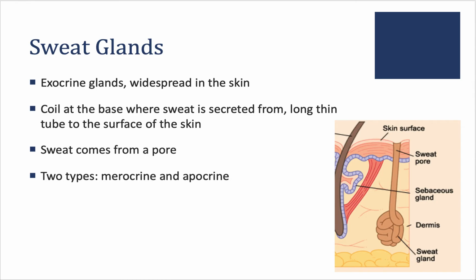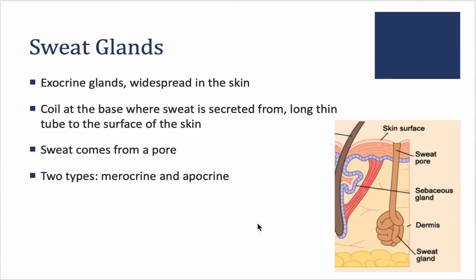Next, we have sweat glands. Sweat glands are exocrine glands, meaning that they excrete their substance out of the body. They are widespread throughout the skin. You'll see here the structure of a sweat gland is that it's coiled at the base. Sweat is produced here, then it comes up the long, thin tube and comes out of the body through a pore.